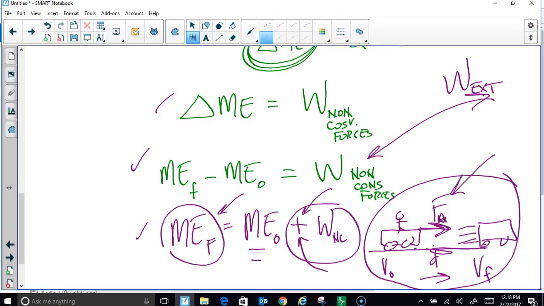Notice, to know the work done, I don't need to know force and distance, necessarily. All I need to know is the change in mechanical energy. I could then, if I knew the force, find the distance, or vice versa. If I knew the distance, I might be able to find the force. So keep that in mind.